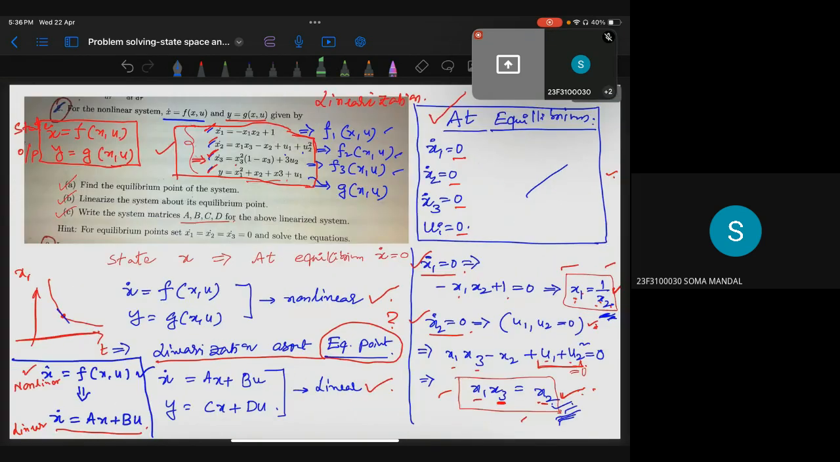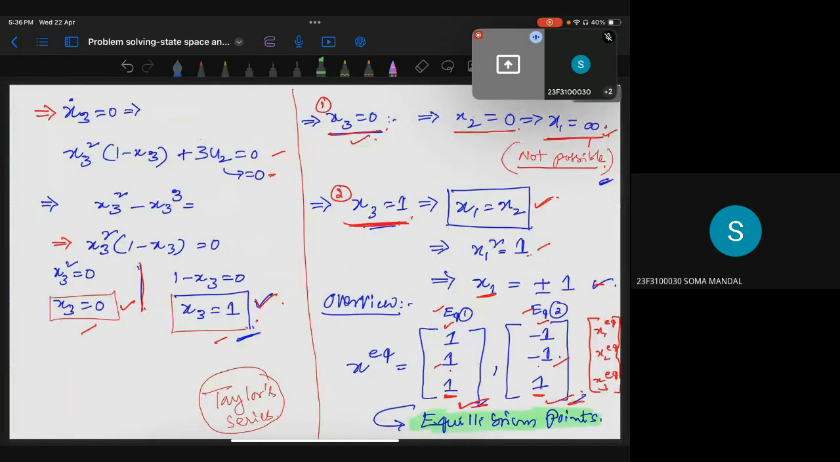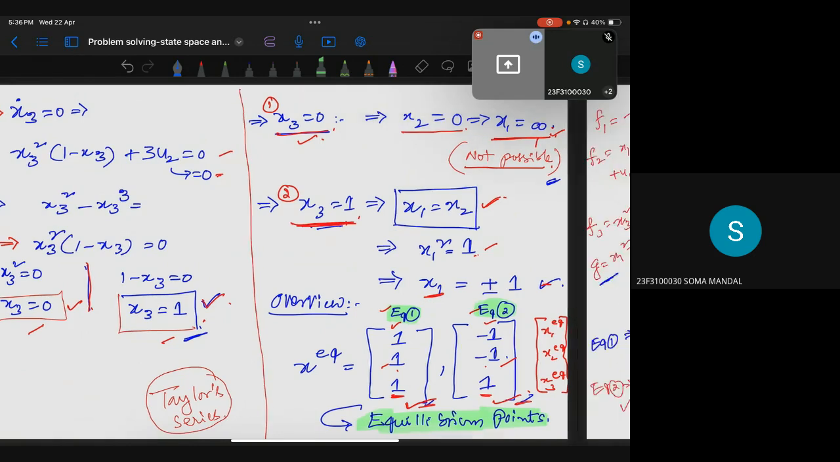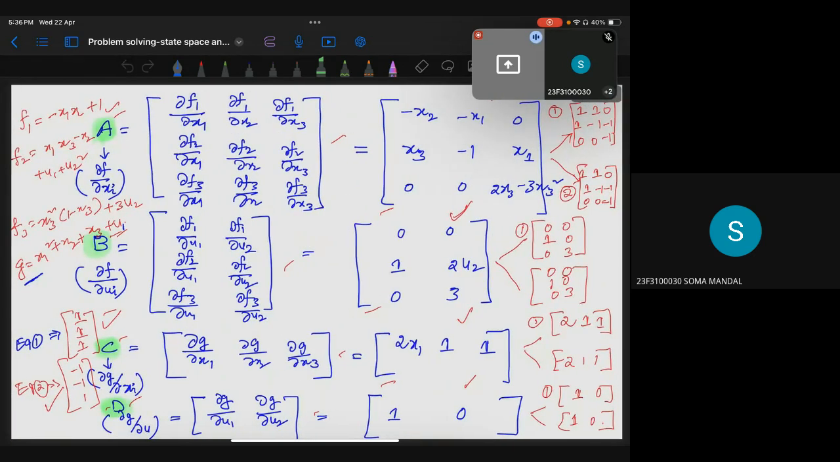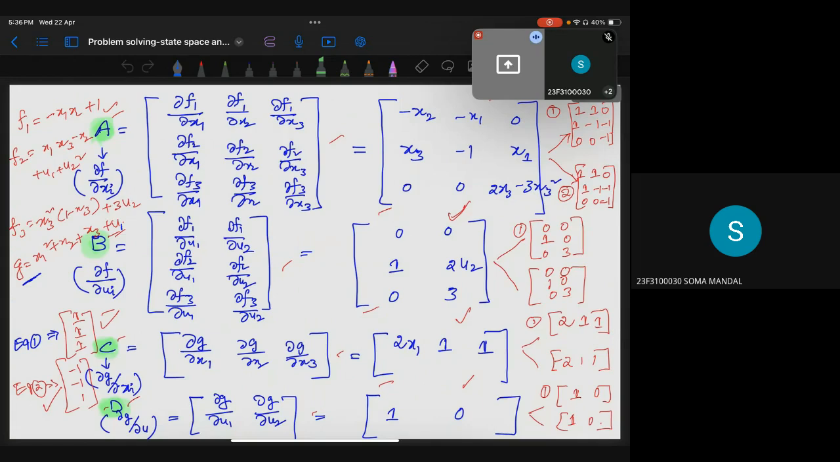So that is our first step, converting from non-linear to linear. First find the equilibrium point. Once we find the equilibrium points, at each equilibrium point we have to find the A, B matrices, and C, D matrices also. So one set of matrices we will get using the first equilibrium point, and another set using the second. Now you can see what the ABCD matrices look like.